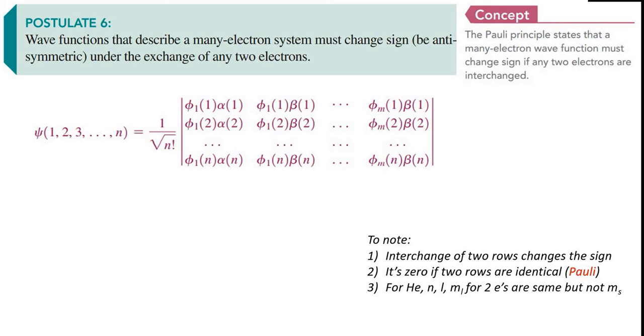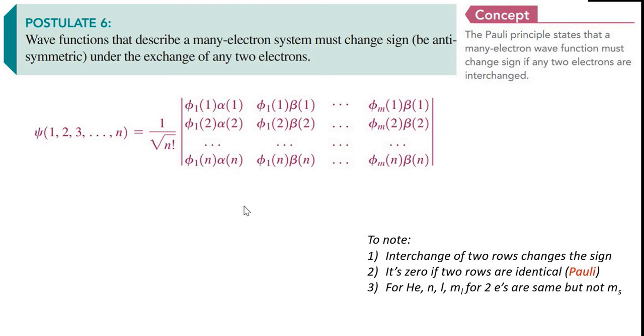Negative. Exactly. It would be the negative of the given one. So exactly that is the property we are using here. If you exchange two rows, that means you are putting all twos here and all ones here. That means you are exchanging electron 1 and electron 2. So exchange of two electrons here means exchange of two rows, and the result is negative, as we supposed in our postulate. So that's why this presentation.